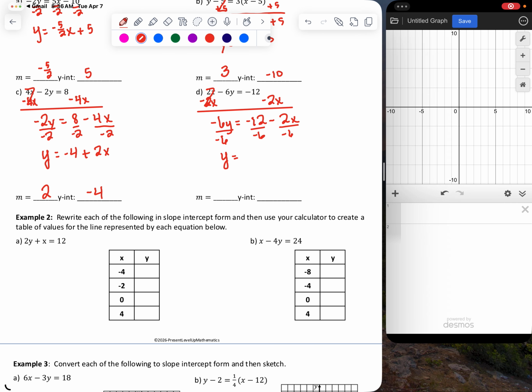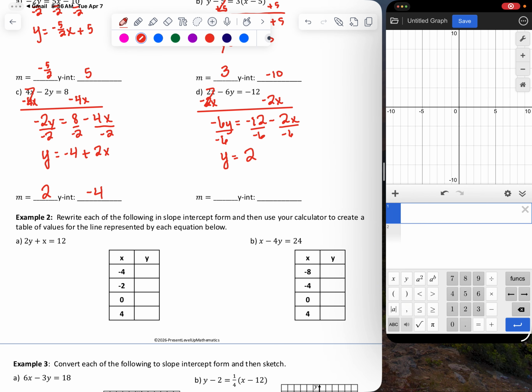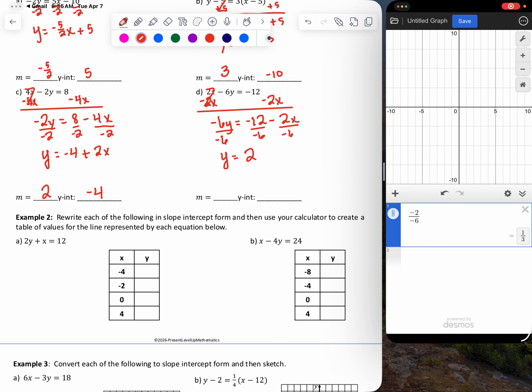-12 divided by -6 is positive 2. And then here we have, be careful here. We're dividing -2 by -6, and we want to write that in fraction form. So positive 1/3 x. So our m, or our slope, is 1/3. Our y-intercept, positive 2. Now, if you got any part of that problem wrong, pause the video and fix it now before continuing.